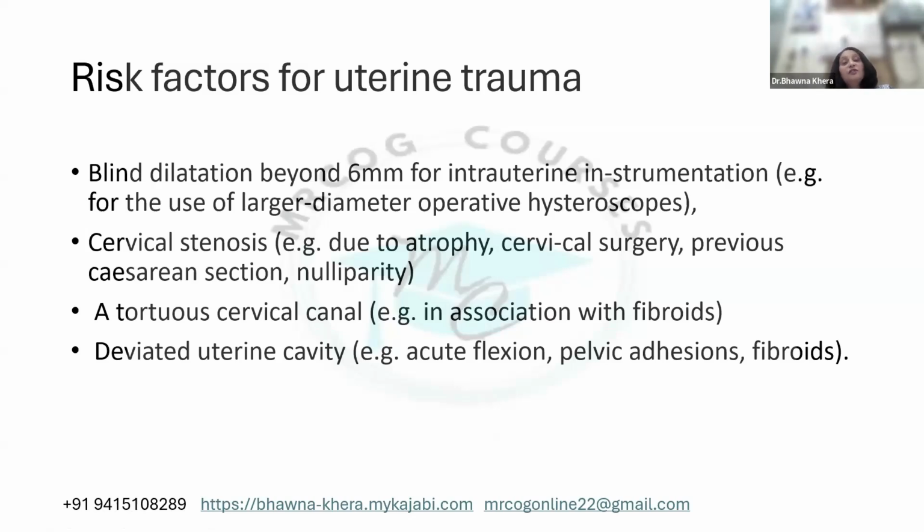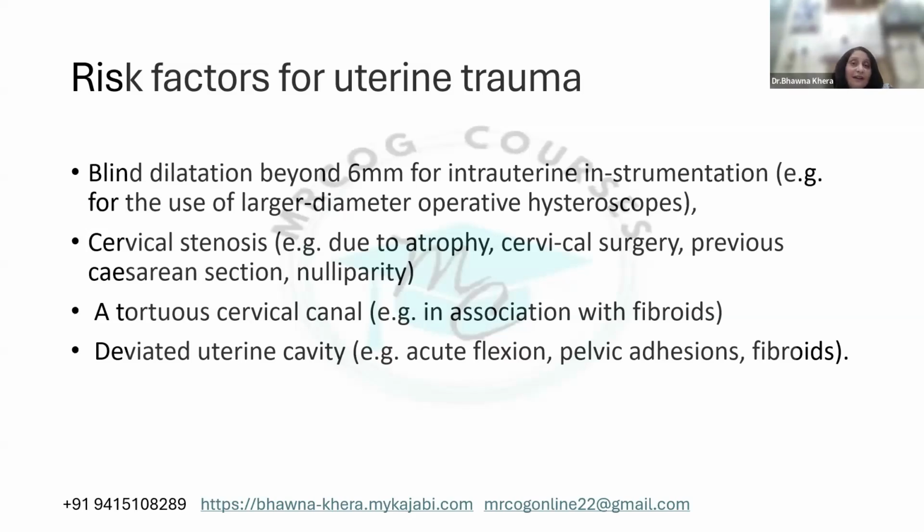But what are the risk factors for the uterine trauma? The blind dilatation beyond 6 mm for intrauterine instrumentation, for example, for the use of large diameter operative hysteroscopes. If you are doing the blind dilatation for the larger diameter hysteroscopes, that is 6 mm, this could be the possibility. Again, if you are handling the uterus with cervical stenosis and you are pushing the dilator or the hysteroscope with force, then the problem may come. It's not always, it might come.